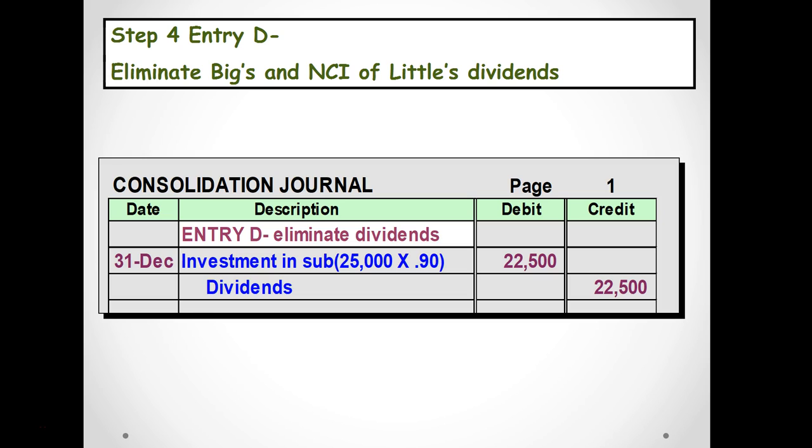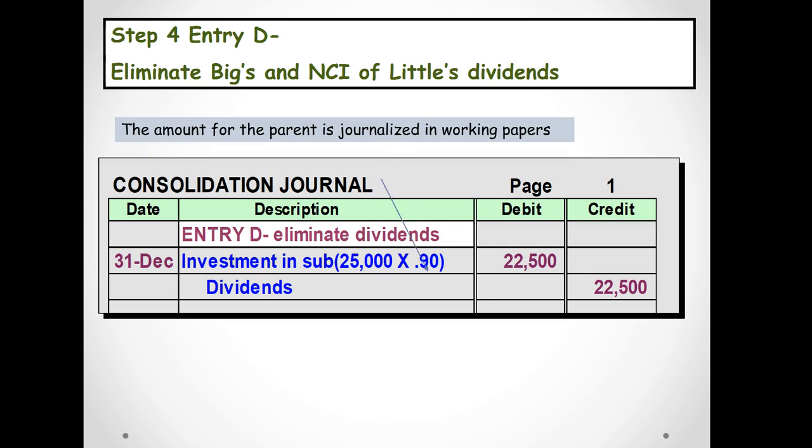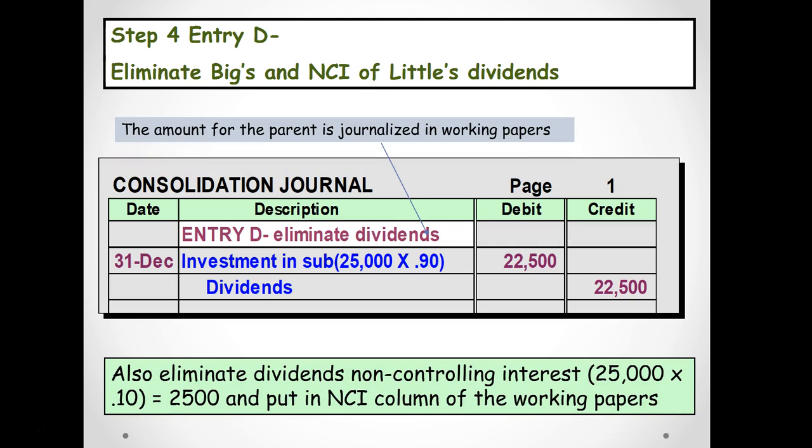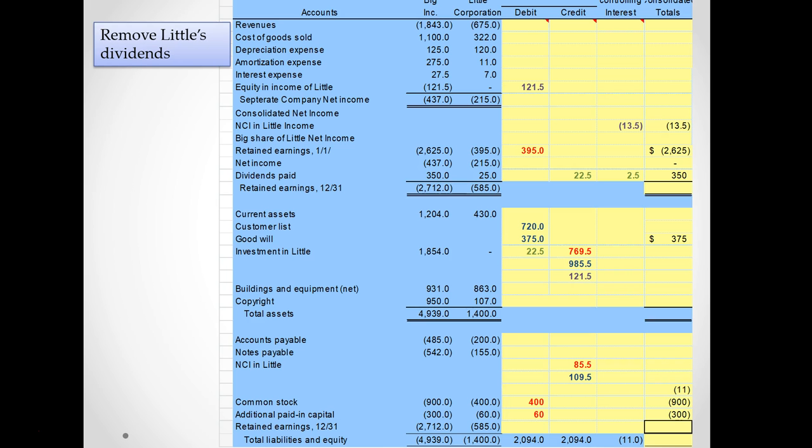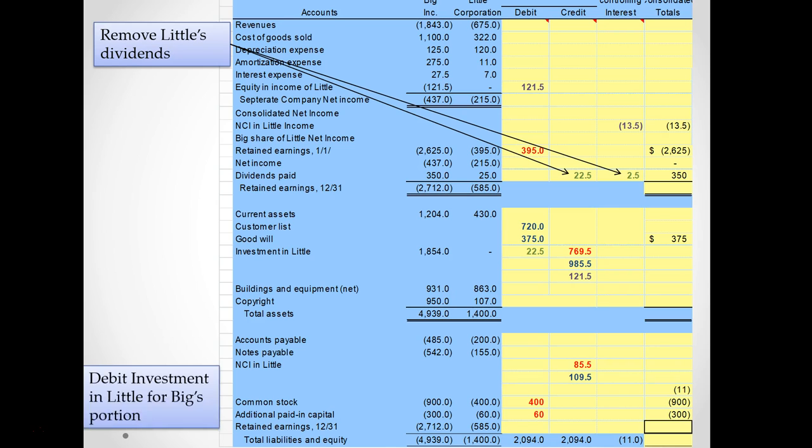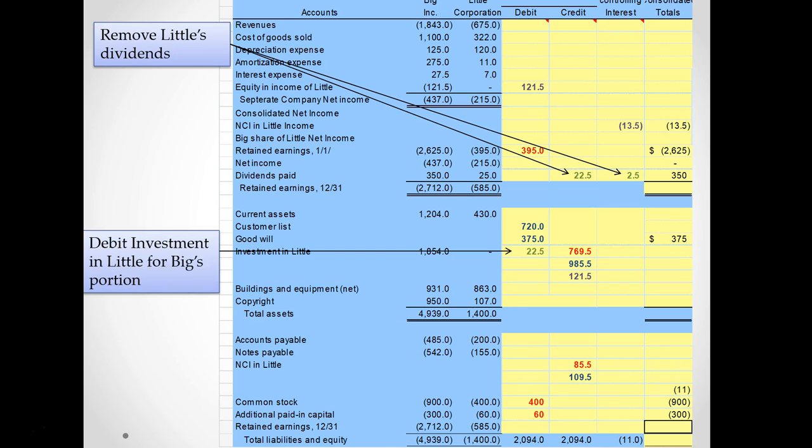Now we have to eliminate the dividends, and again we would have only got 90%, and now we have another item that's going to go in that column for non-controlling interest, because we have to equal 25,000 when we go across, because we need to eliminate this 25,000. So if we take the 22.5 plus the 2.5, that zeroes that out. And then of course we're going to debit Big's portion for that.